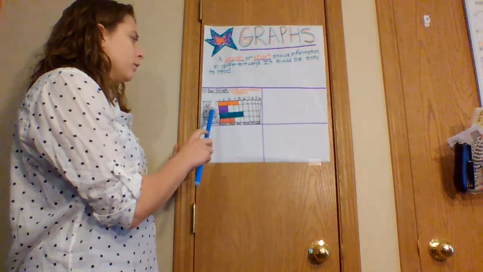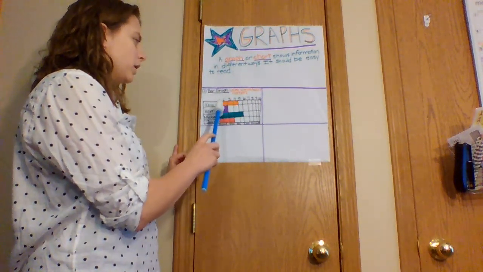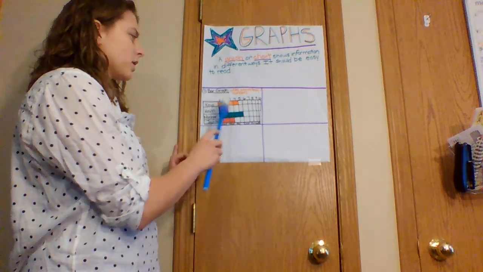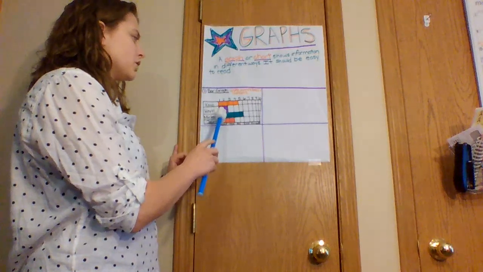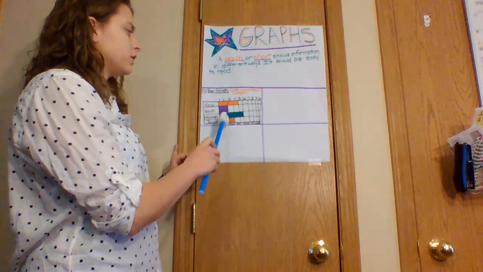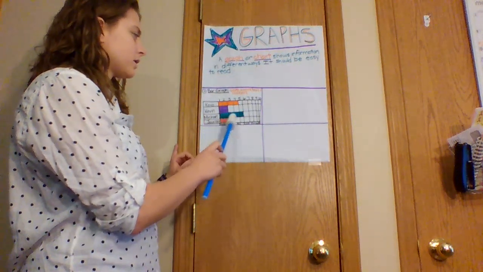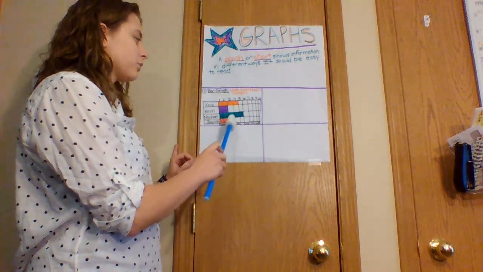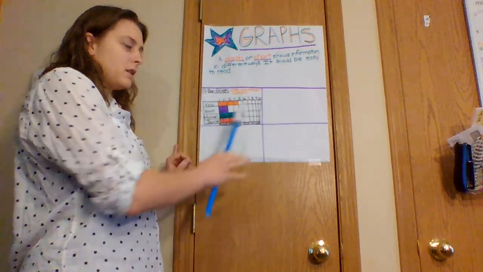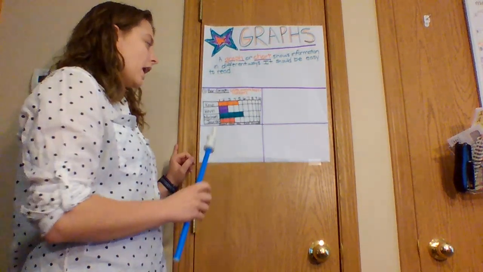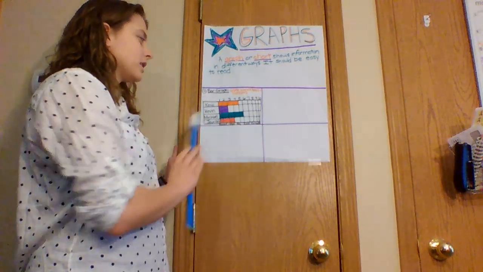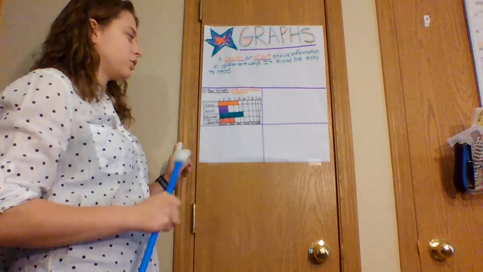So Kino read 4 books. 1, 2, 3, 4. We can count the number of squares his bar takes up. Kevin read 2 books. Michael read 1, 2, 3, 4, 5 books. And Journey read 3 books. Okay? Now, this is not real data. I just made it up, but I just used names and numbers in different colors to show how to make a bar graph.